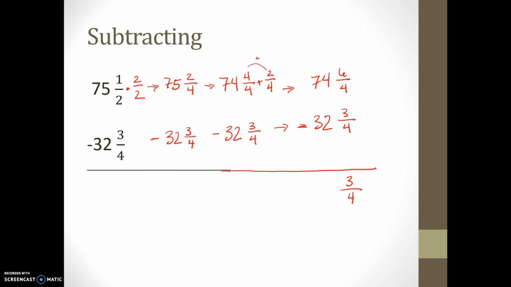Remember, I don't subtract my denominators. That's silly. We just don't do that. I showed you why at the start of the last video. And then 4 minus 2 is going to be 2. 7 minus 3 is 4. And I end up with 42 3/4.